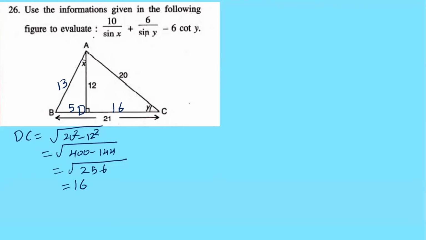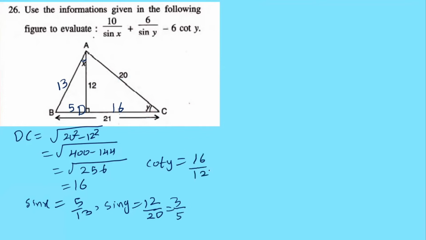Now we need to know the values of sin x, sin y and cot y. So let us find our sin x. Sin x is opposite upon hypotenuse, which is 5 upon 13. Then you need sin y. Sin y is again opposite by hypotenuse, which is 12 upon 20. 12 upon 20, 4 3s are 12 and 4 5s are 20, so it is 3 by 5. And also we need cot y. Our cot y is adjacent upon opposite. Adjacent is 16 and opposite is 12. So 16 upon 12, which is 4 4s and 4 3s, so 4 upon 3.